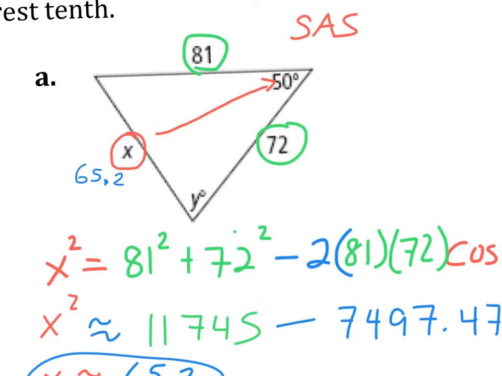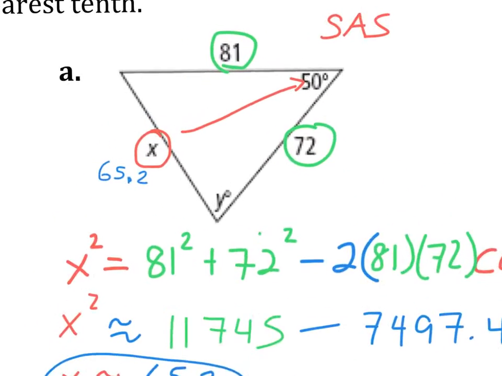65.2, which means if I were to use the triangle inequality theorem, since this is the smallest side, this is going to be the smallest angle. Shortest side, smallest angle. So that could be true. I first thought maybe this one was smaller, but we'll go with that.